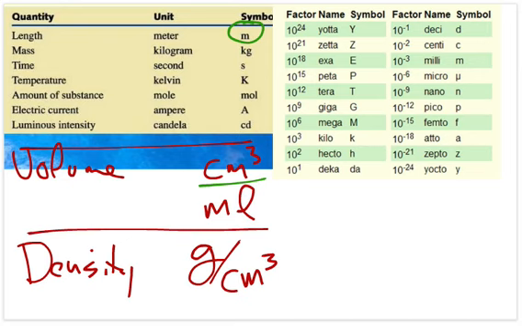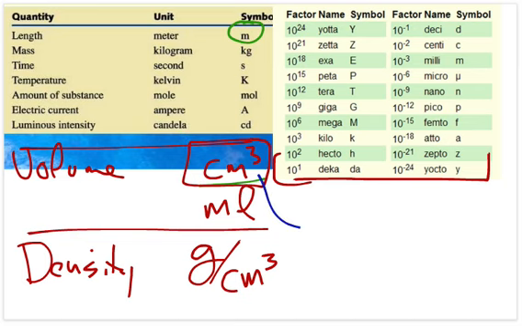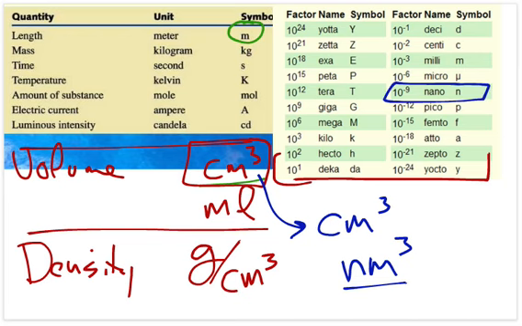One thing we want to be aware of is that any of our metric prefixes can go with any of our base units or any of our derived units. So notice, for example, when I'm talking about solid volumes, I'm talking about cubic centimeters. Well, I could also have nanometers cubed, right? So nano, if I'm talking about a very small volume, maybe it's cubic nanometers. A very large volume, maybe cubic kilometers. So any of these prefixes can go with any of the base units, and all they mean is how big or small these things are.